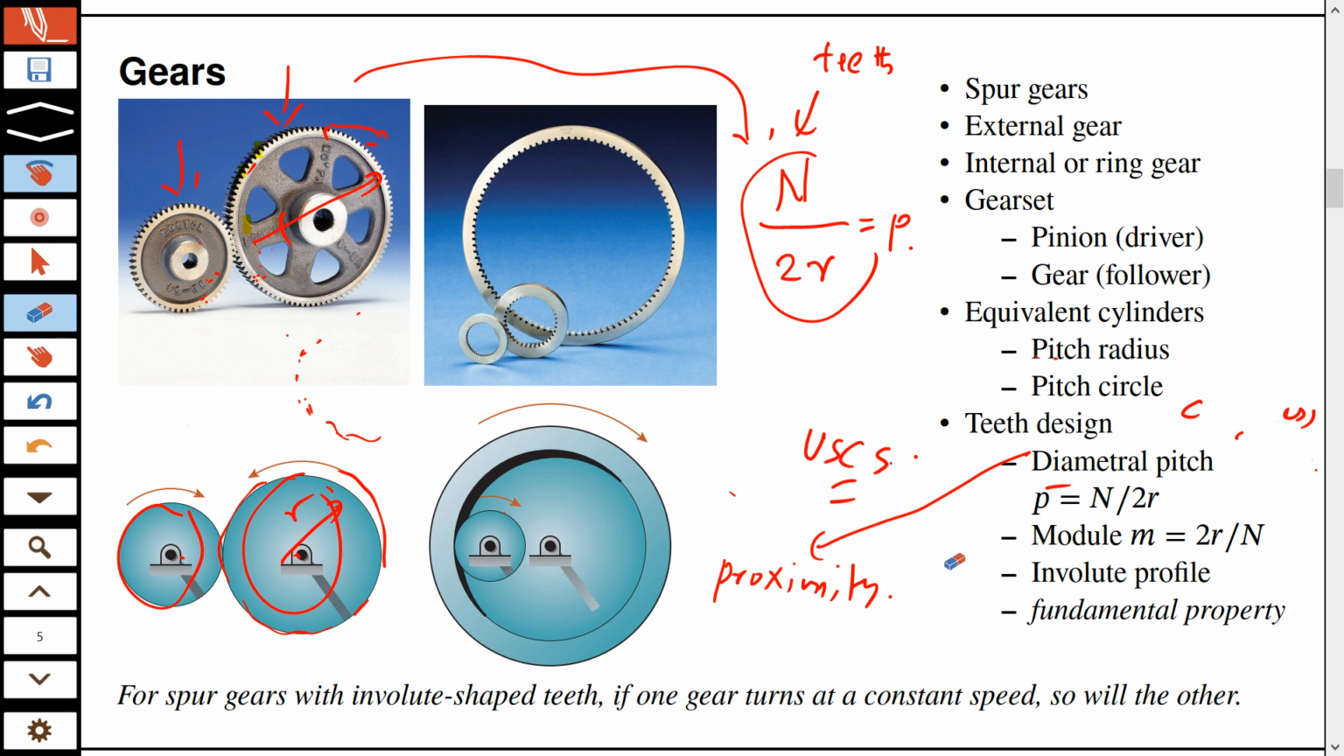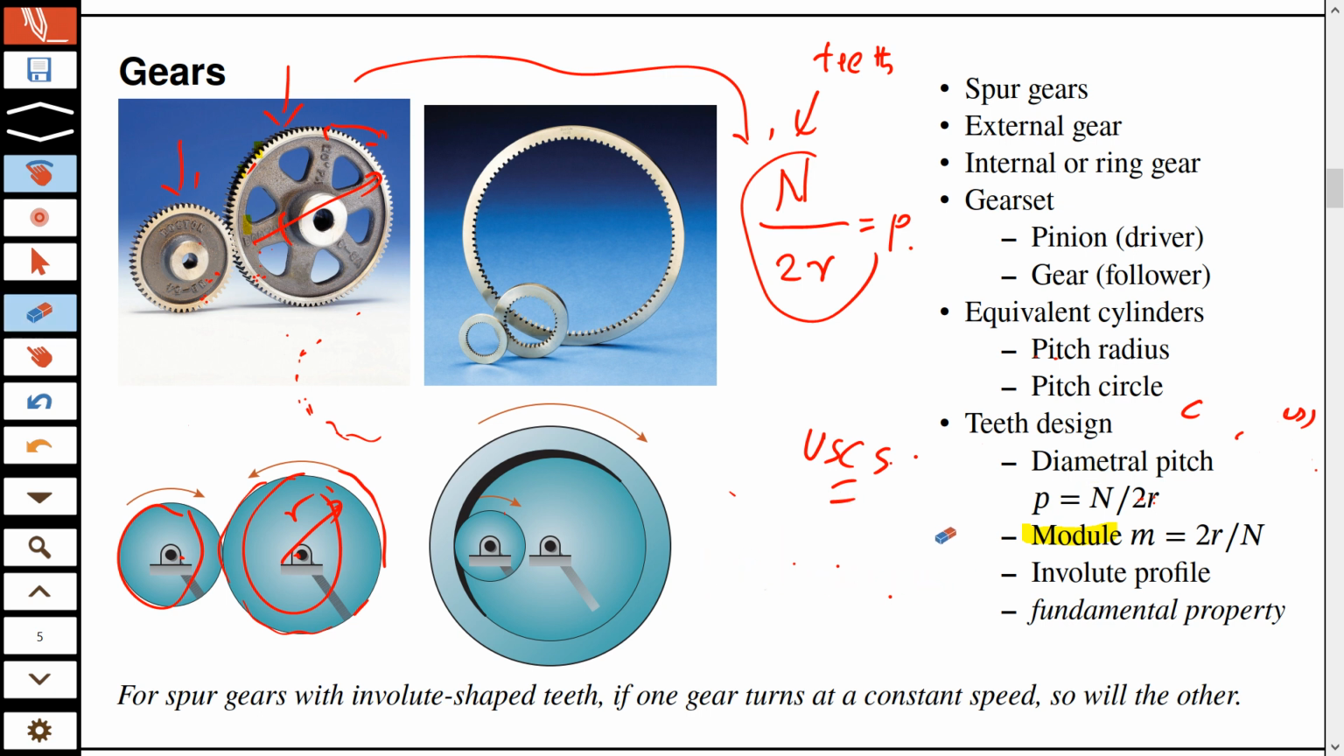In the SI system, you don't use this terminology. You just use its reciprocal. You see, it's 2R over N. So the numerator and denominator are swapped, and then you call it a module. So you will see both names. In the US customary system, you use diametral pitch, and in SI, you use module. Whether you use the module or diametral pitch, you just have a measure of proximity.